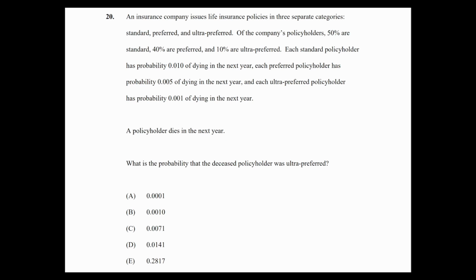Let's do number 20 of the release questions by the SOA for exam P. So this is another Bayes theorem question, and this should be pretty simple. So let's dive on in.